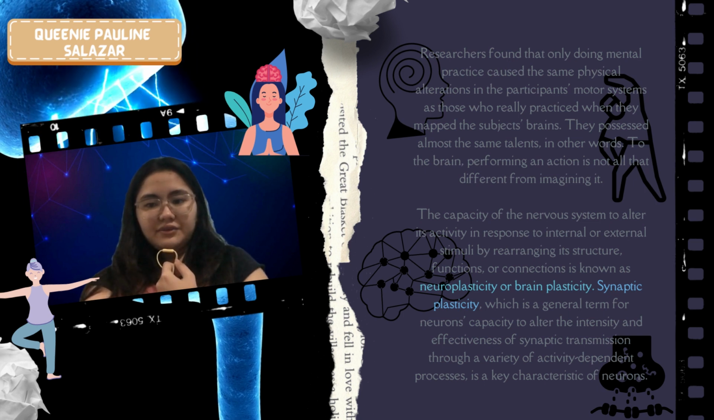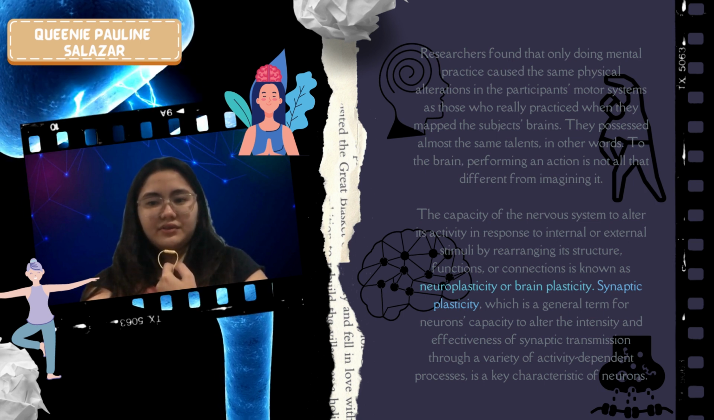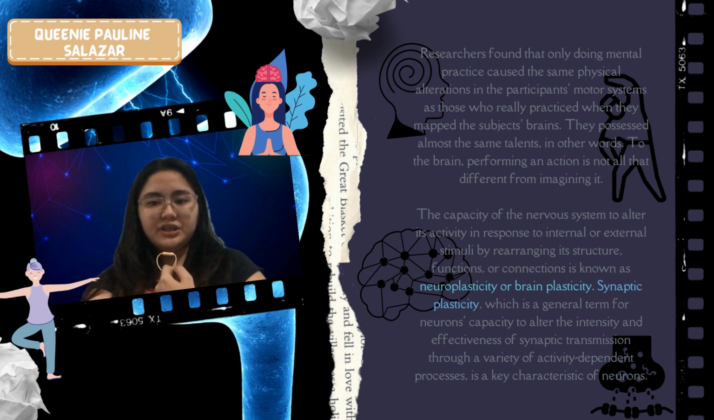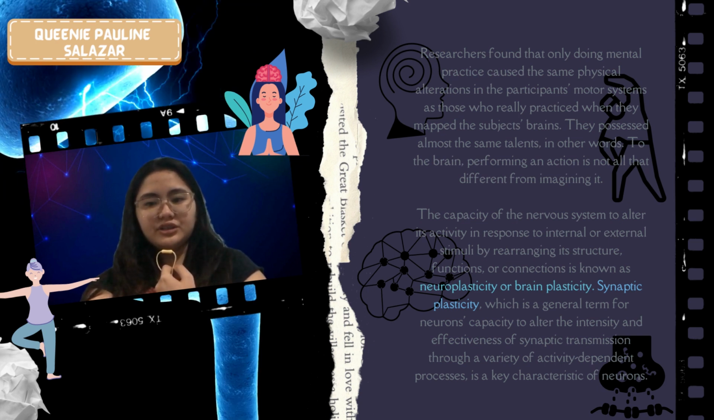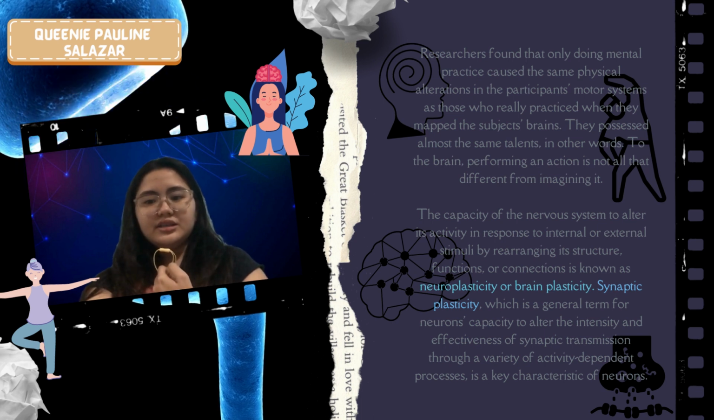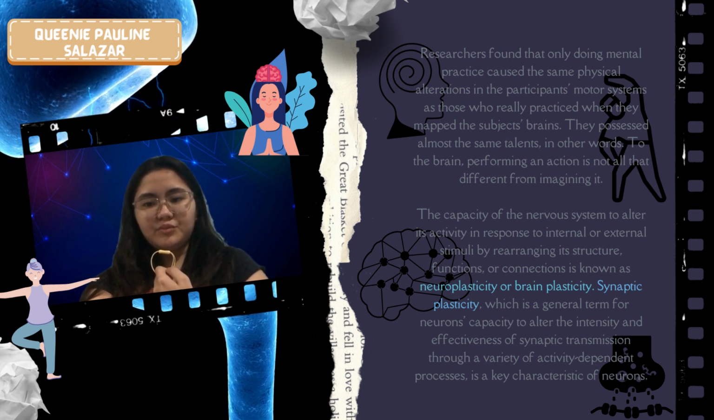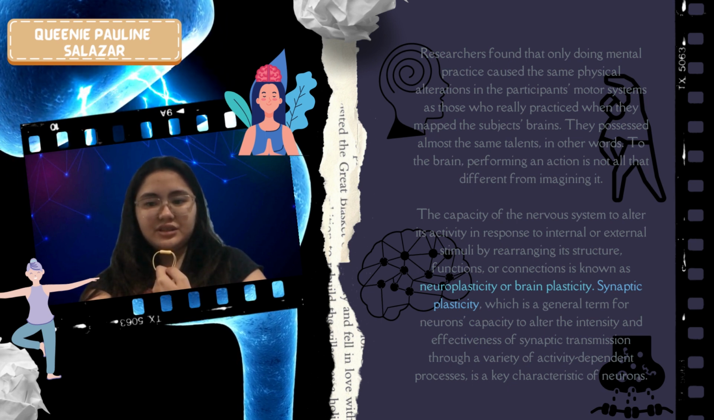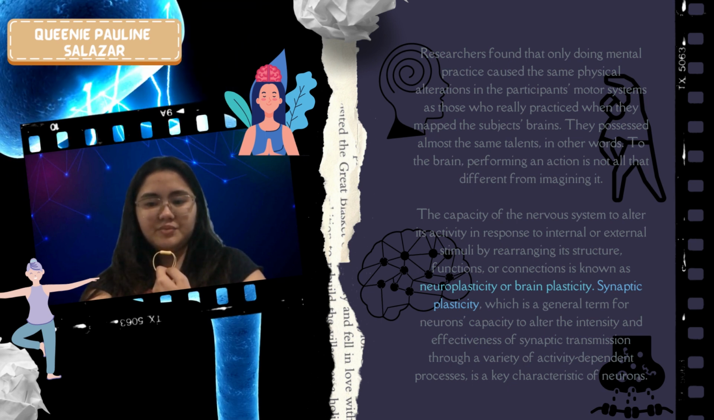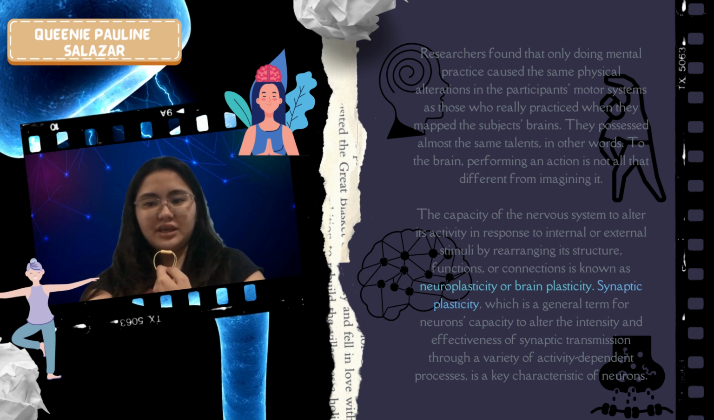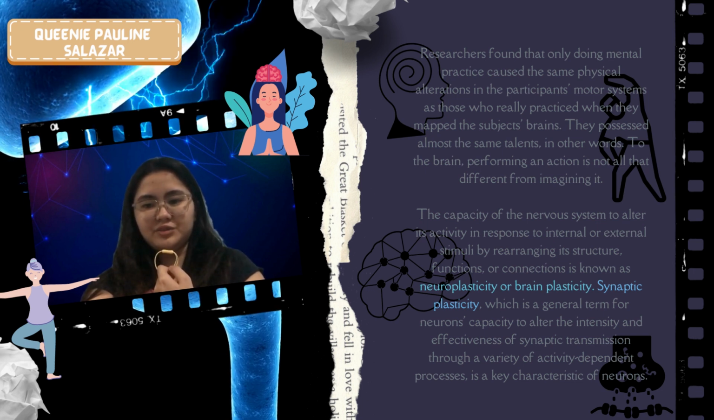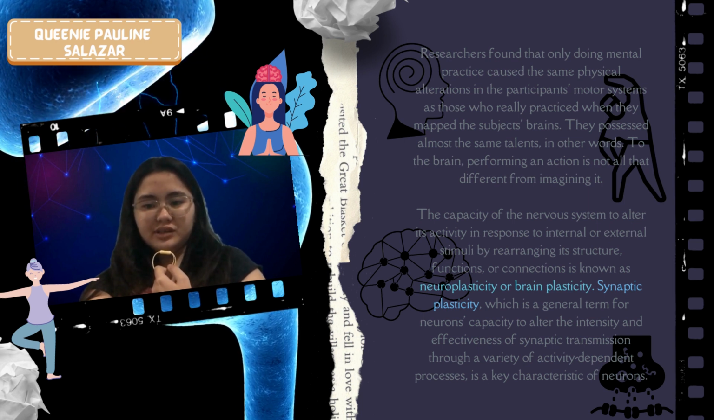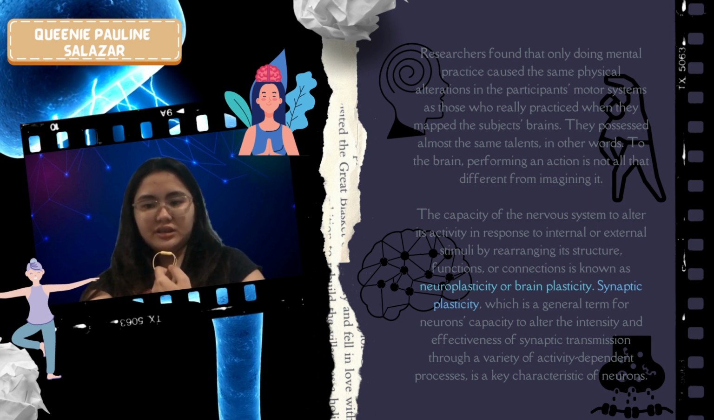The capacity of the nervous system to alter its activity in response to internal or external stimuli by rearranging its structure, functions, or connections is known as neuroplasticity or brain plasticity. Synaptic plasticity, which is a general term for neurons' capacity to alter the intensity and effectiveness of synaptic transmission through a variety of activity-dependent processes, is a key characteristic of neurons.